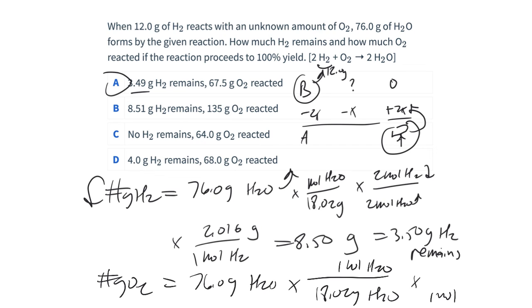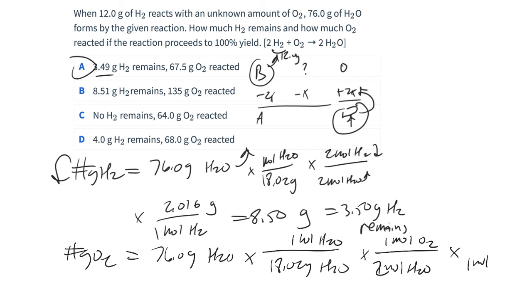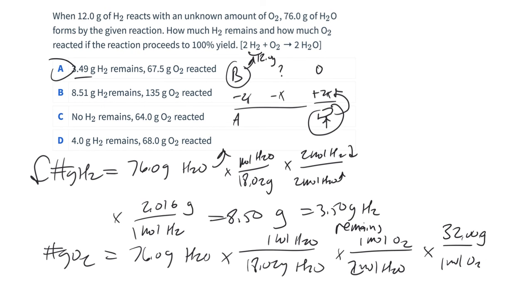Two moles of water, when it's produced, needs 1 mole of O2 to react to produce it, from the coefficients in the reaction. And 1 mole of O2 is 32 grams. And so that's 67.5 grams.